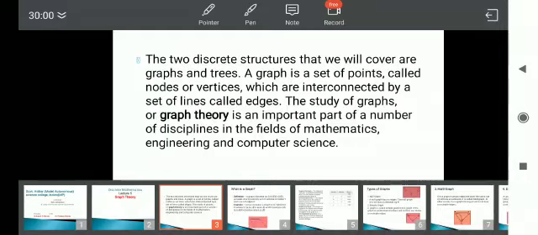We will discuss the structure that we will cover: graphs and trees. A graph is a set of points called nodes or vertices, which are interconnected by a set of lines called edges. The study of graphs, or graph theory, is an important part of the discipline in the field of mathematics, engineering and computer science.